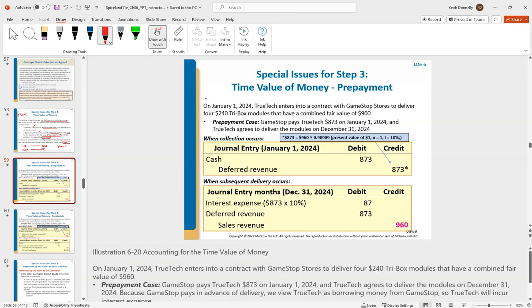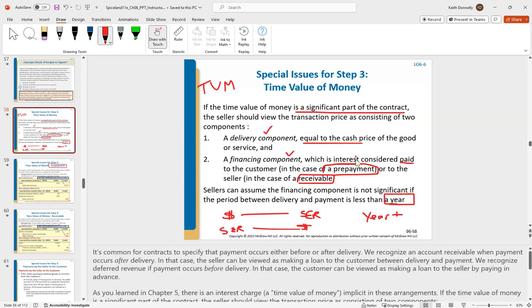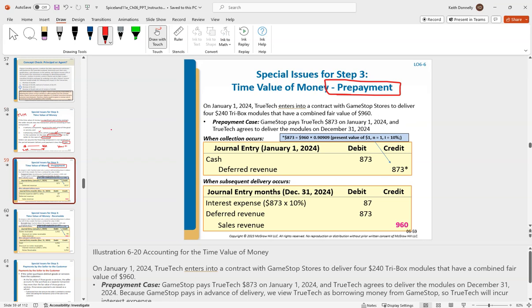All right, so let's look at the prepayment example. What's going on here? Essentially this is a prepayment, so there will be money first, and then later on there will be the goods. I'm just going to draw an Xbox there. On January 1st, TrueTech enters into a contract with GameStop to deliver 4 $240 Xbox modules that have a combined fair value of $960.